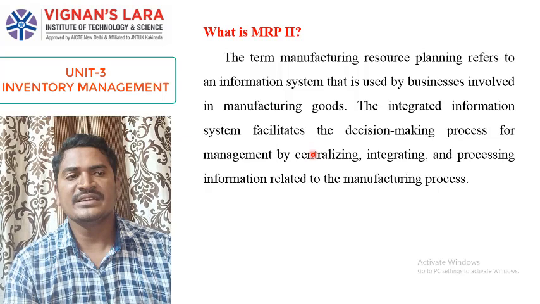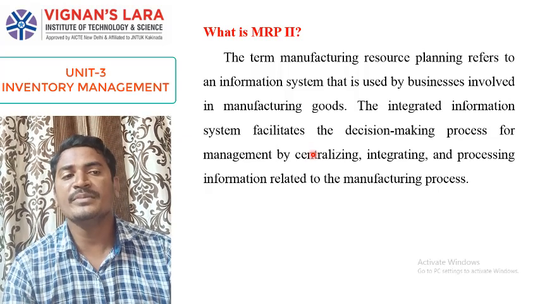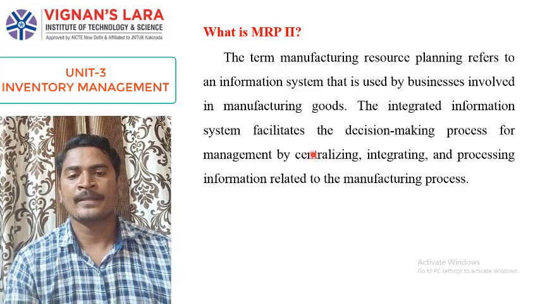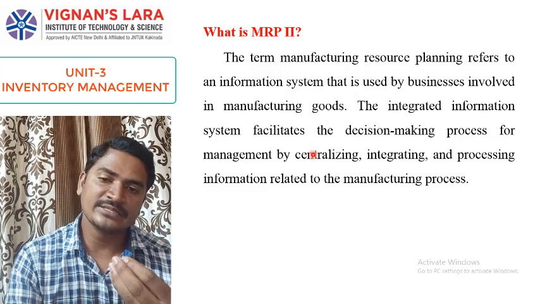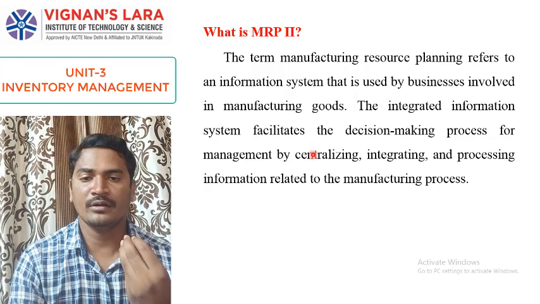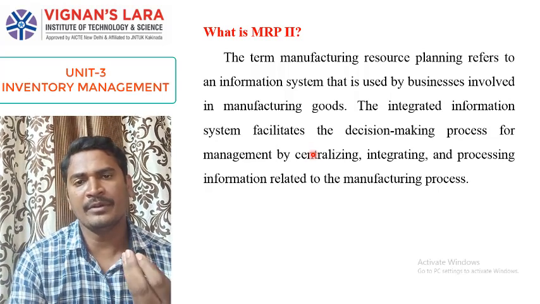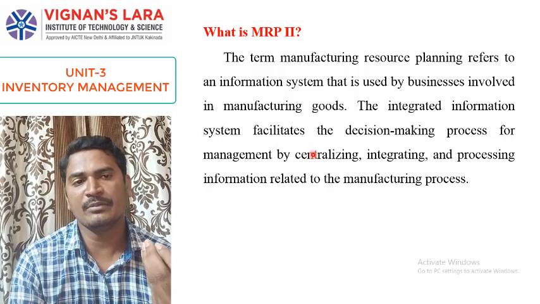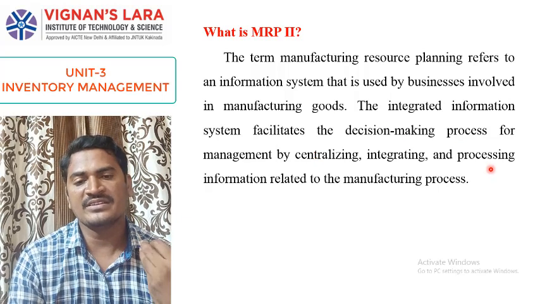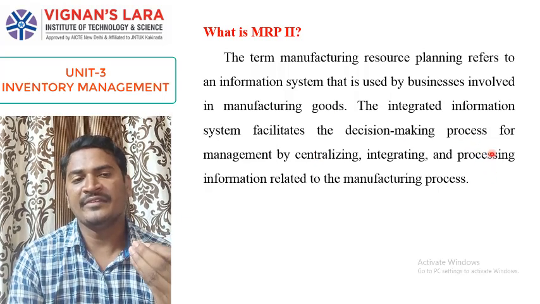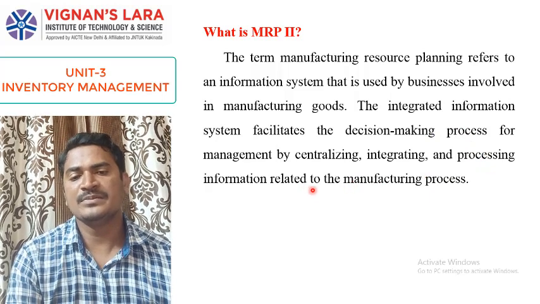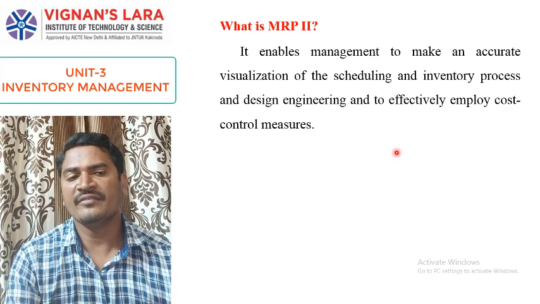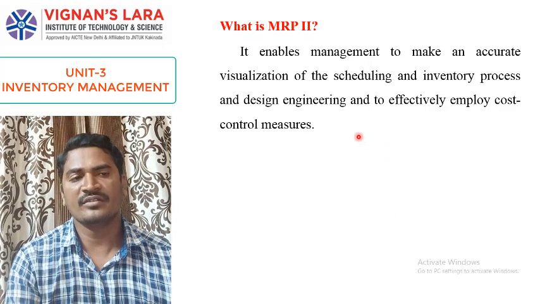The term manufacturing resource planning refers to an information system that is used by businesses involved in manufacturing goods. Here it means this information consists of machine details, equipment details, labor details, and materials details. All that information is available in manufacturing resource planning, and it integrates the information system, facilitating the decision process for management by centralizing, integrating, and processing the information related to the manufacturing process.